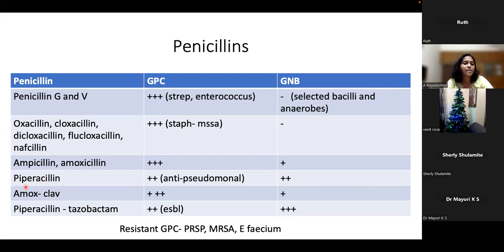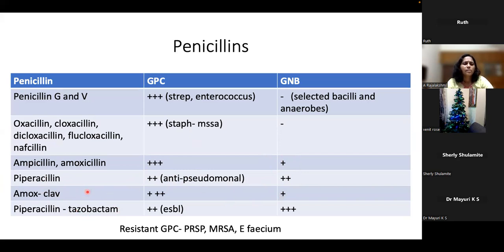Piperacillin is an anti-pseudomonal penicillin. It has a broad cover, including gram-positive and gram-negative. Amoxiclav, by adding a BLI, again broadens the cover of penicillin. It has better anaerobic cover, as well as some of the gram-negative bacteria like E. coli and Klebsiella, which are also acted upon.